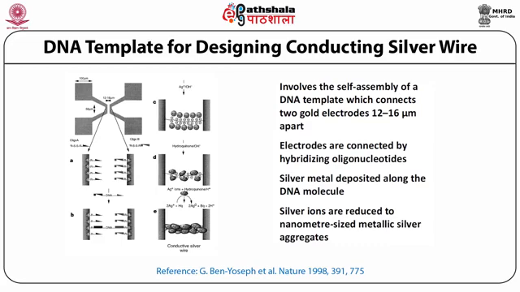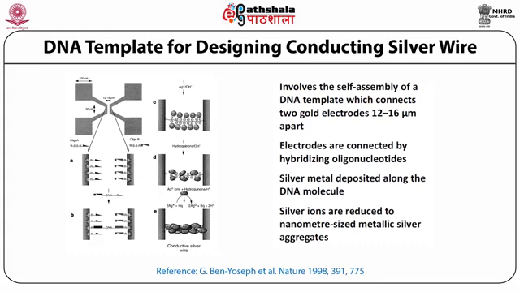This slide shows a classic example of DNA templated assembly to form conducting silver wire. So in this case, two gold electrodes were taken, and the distance between these two gold electrodes is around 12 to 16 micrometers. Now these gold electrodes were surface functionalized with thiol modified oligonucleotides, two different oligonucleotides on the two different gold electrodes, and then a long oligonucleotide with both the complementary sequences was added to it, and it formed a hybridized structure.